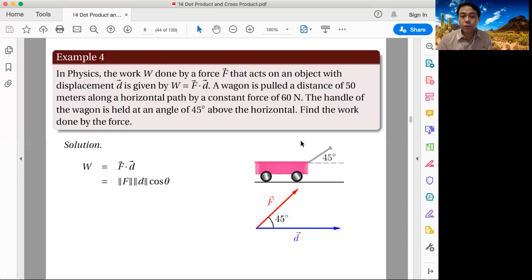So the magnitude of F is what's given here. It is the constant 60 newtons, and the magnitude of D is what's given there as 50 meters. The angle is 45 degrees. So putting the values here, cosine of 45 degrees is the square root of 2 over 2. So we can simplify things and we get 1,500 square root of 2 Newton meters. So that is the work done by the force with the displacement D. Okay?